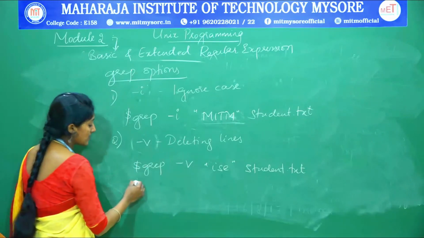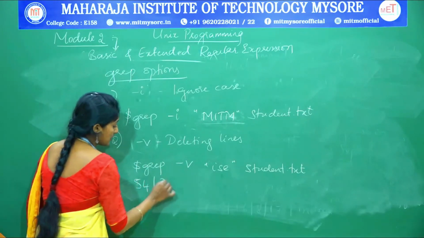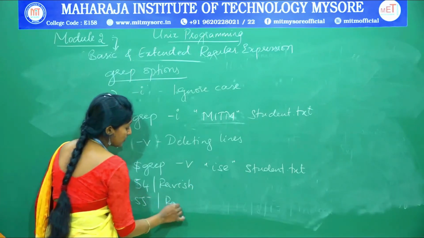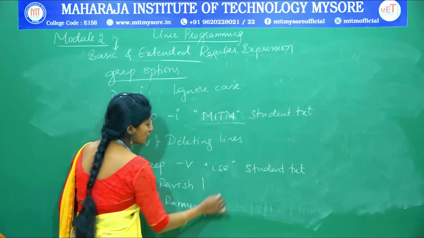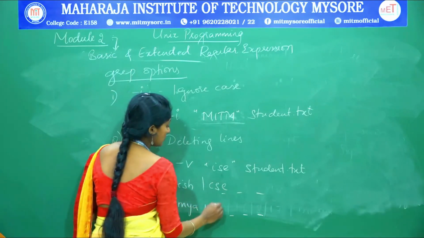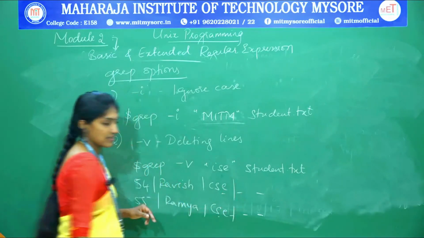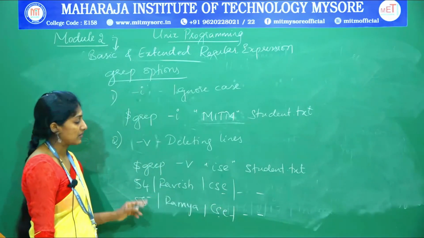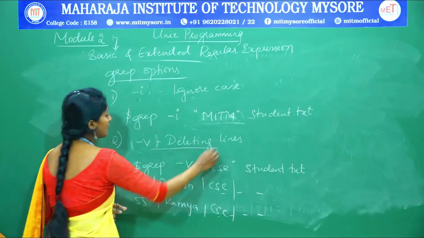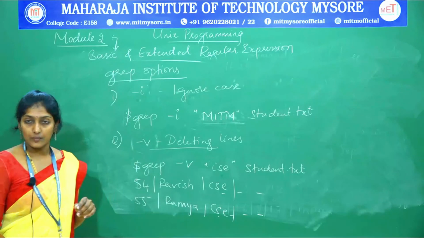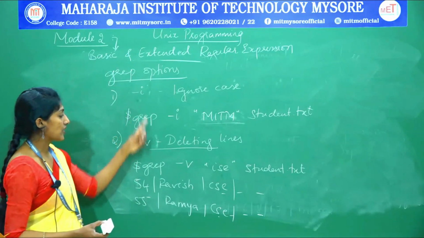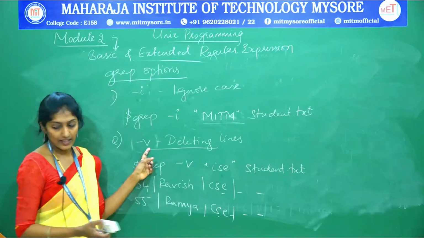So in the student.txt file, one line is with Ravish, the student name, and the other with Ramya. These are the two lines which do not consist of ISE, but consist of the CSE pattern. So these two lines will get displayed. That is the use of this -v option, deleting the line. So one is ignore case, -v is for deleting the lines.